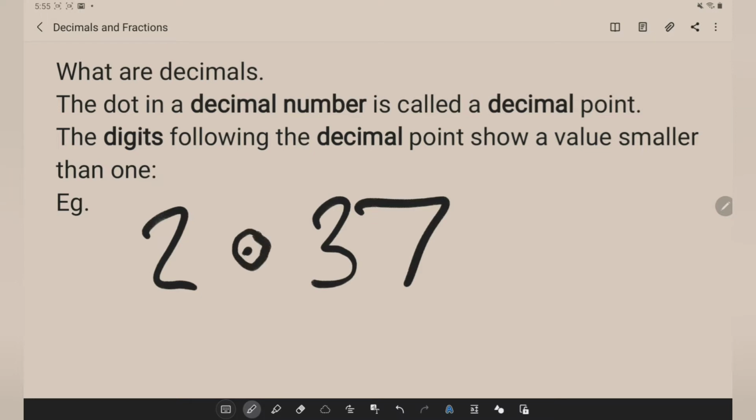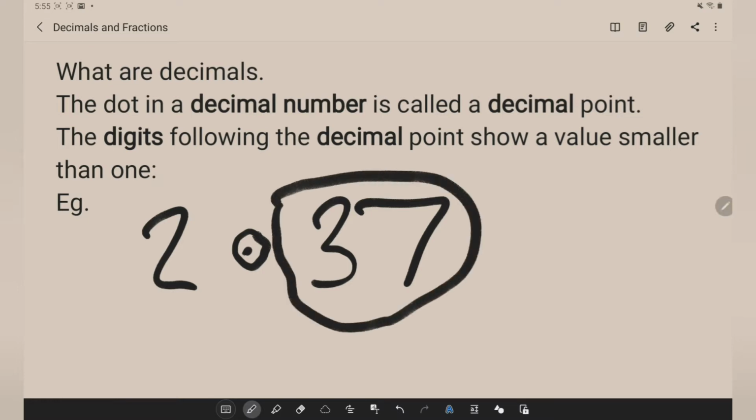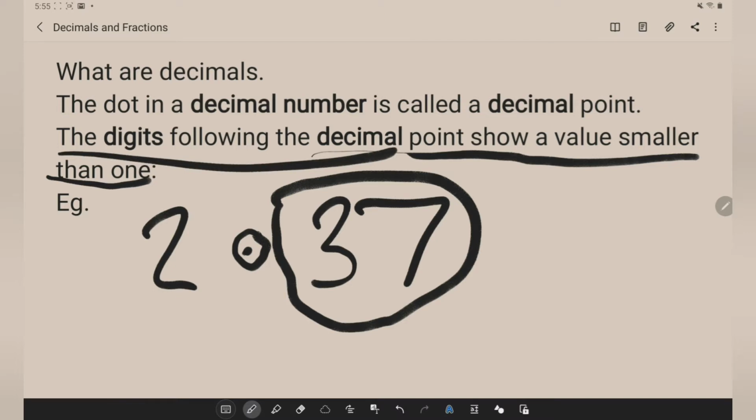Now you might be asking, why did I write the 37 after the decimal? Well, 37 is equal to 0.37, which is smaller than 1. So that's why we wrote it after the decimal, because the decimal point shows a value smaller than 1. And I wrote the 2 before because that's the number bigger than 1.